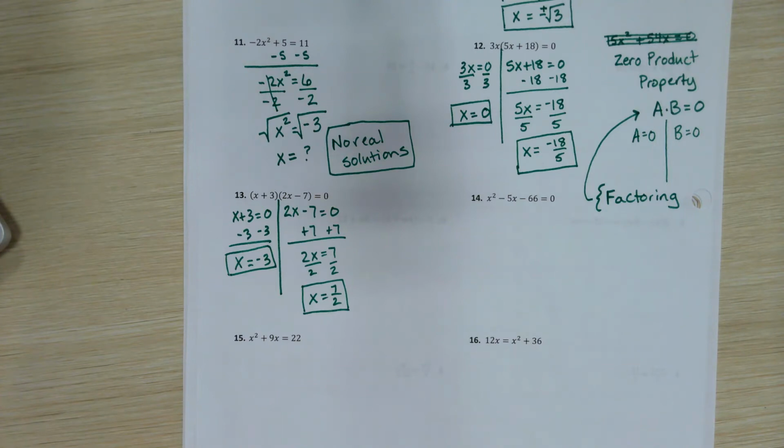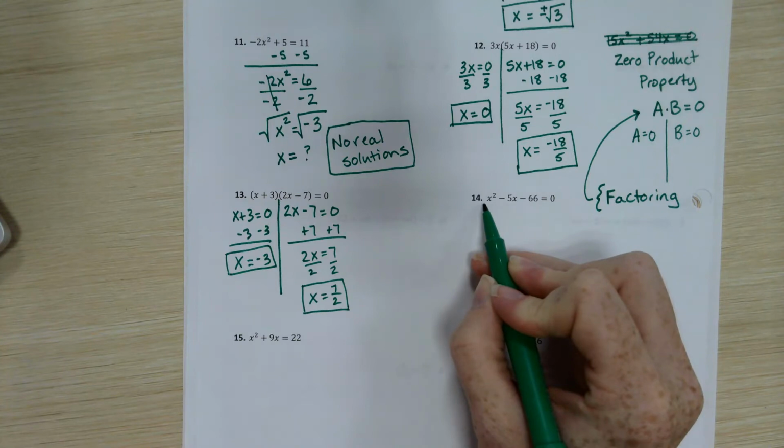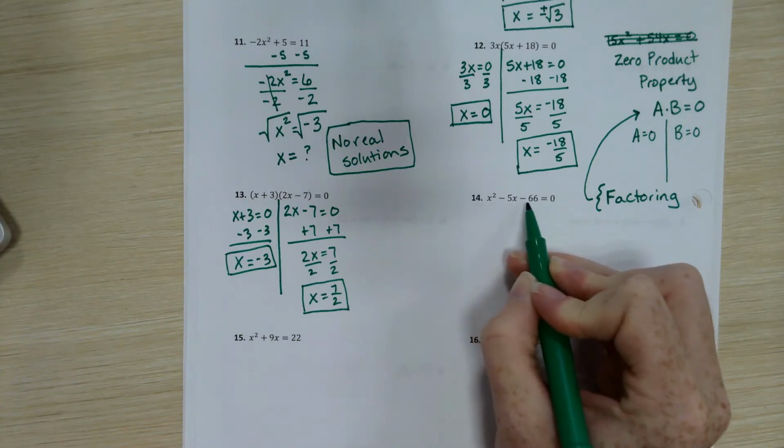But if none of these are ringing a bell, please make sure that you reach out to your teacher so that we can try to figure out which method you learned when you went through factoring last year. Okay, this is a quadratic in the form of ax squared plus bx plus c.